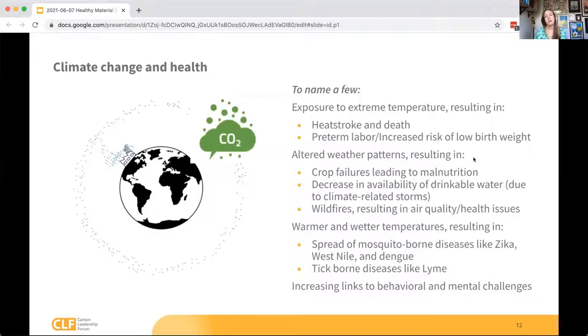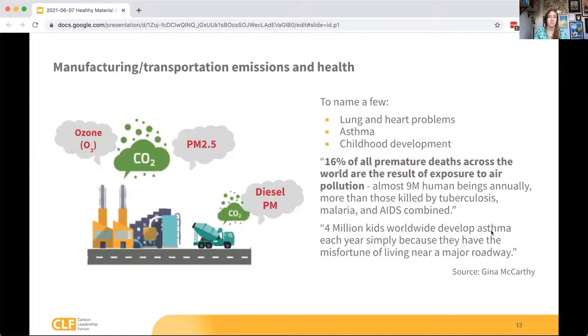the impacts, exposure to extreme temperature results in heat stroke and death, preterm labor, the altered weather patterns can result in malnutrition from crop failures, decrease in availability of drinkable water, the air quality and health issues from wildfire, and then a number of other diseases that are more likely in warmer and wetter temperatures, also associated with climate. And there's increasing links on behavioral and mental challenges that arise from climate change.